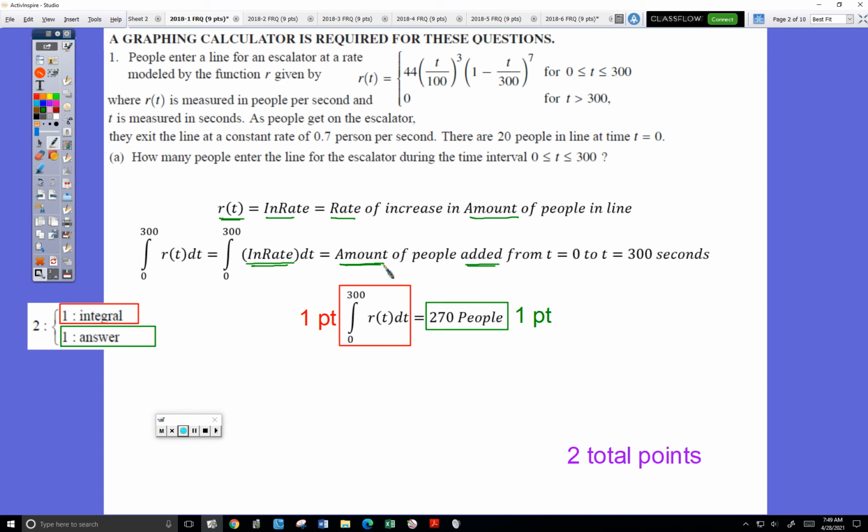But anyway, integrating the rate, I get 270 people. I do that on my calculator. 1 point for showing the integral, 1 point for the correct answer, 270.